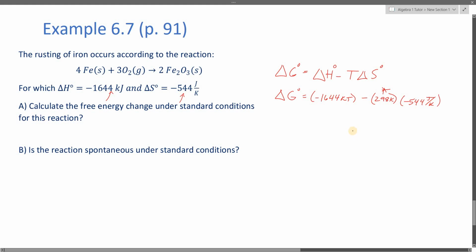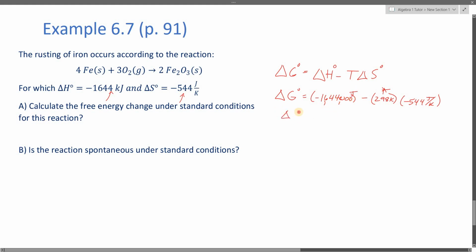Okay. Now, because both of these, one's in joules and one is in kilojoules, I'm going to replace kilojoules by adding 3 zeros to the end. Okay, a kilo means multiply by 1,000. So this gives me negative 1.6 million joules. Now I'll put the little joules there.